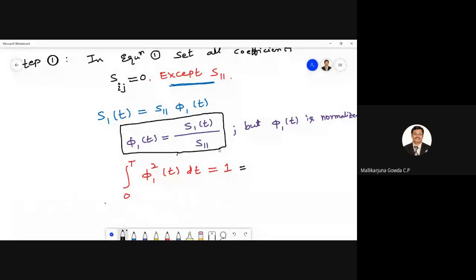Now I am substituting the value of phi 1 of t in this equation. What is phi 1 of t? In the integral from 0 to T, phi 1 of t is S1 of t by S11. So can I write this as S1 square of t divided by S11 square? Can I write like this? So now let me solve for S11.